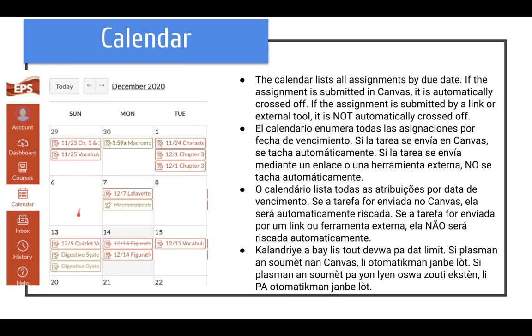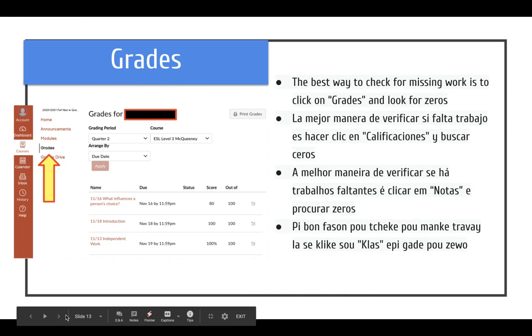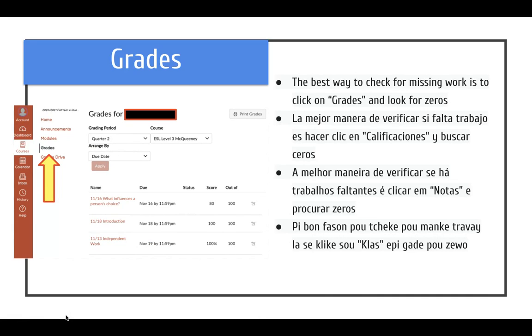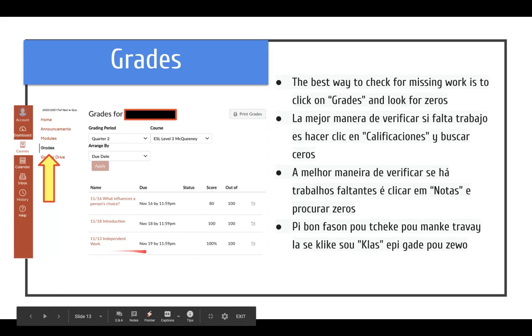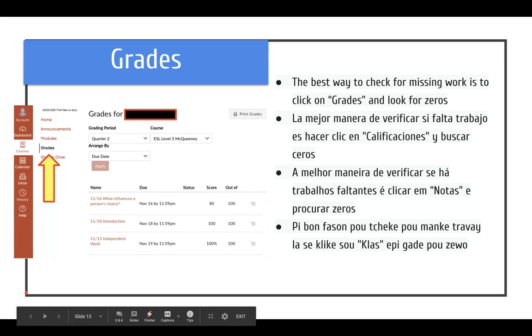So for example, this assignment here called Quizlet Vocabulary is completed on another website. This one will not automatically cross off, even though this student may have completed the assignment. What this means is the best way to check on a student's work is to look on the tab that says Grades and then check the actual score. If you see a 0 here, the student most likely has not completed the assignment.